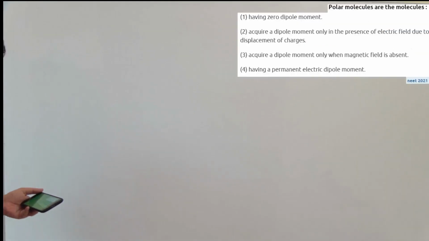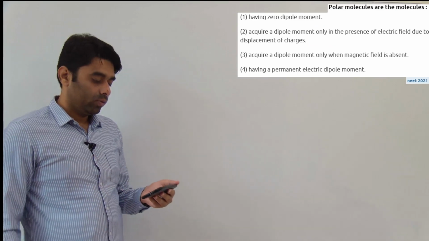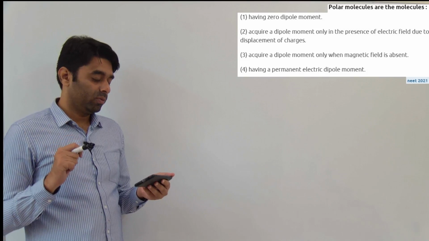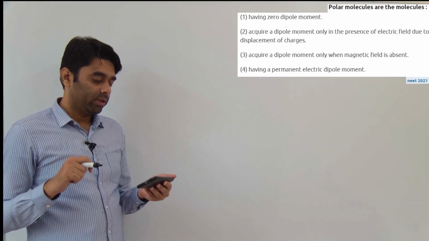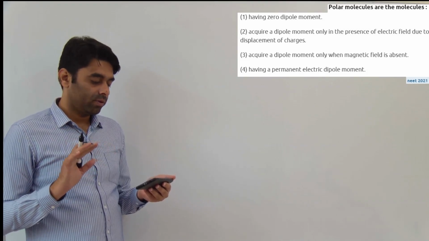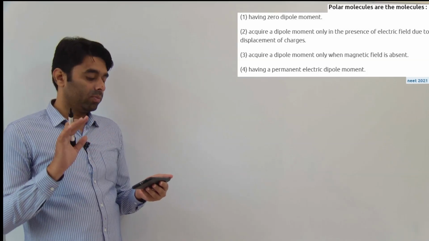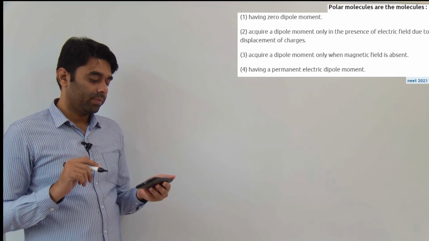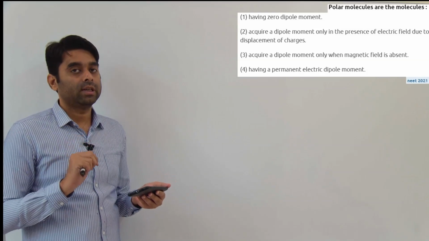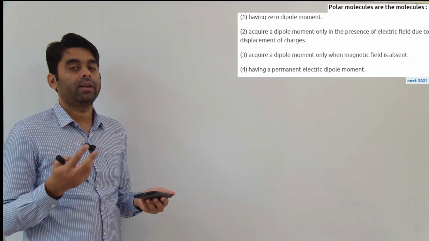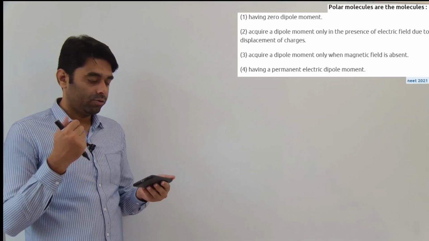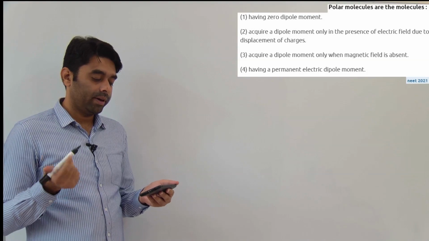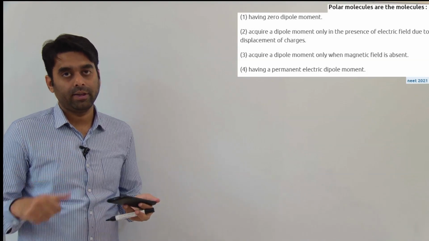Next, a theoretical question, a factual question. Polar molecules are the molecules having zero dipole moment, acquire a dipole moment only in the presence of electric field due to displacement of charges, acquire a dipole moment only when magnetic field is present, and fourth, having a permanent electric dipole moment. Fourth is the correct answer, right? Fourth option. It's factual, something that we should know. So polar molecules are defined as those which have permanent electric dipole moment. Fine. Let us see next.